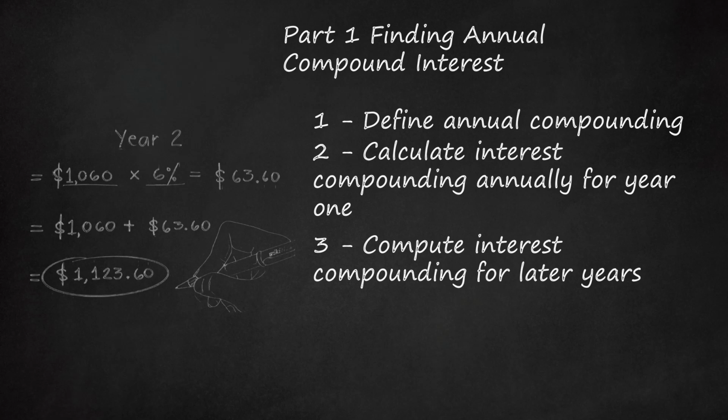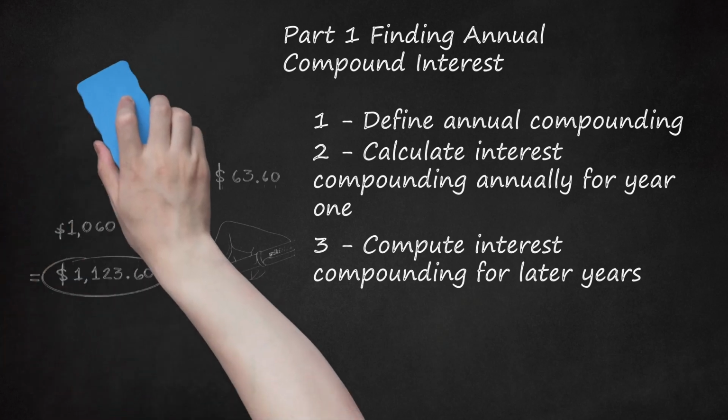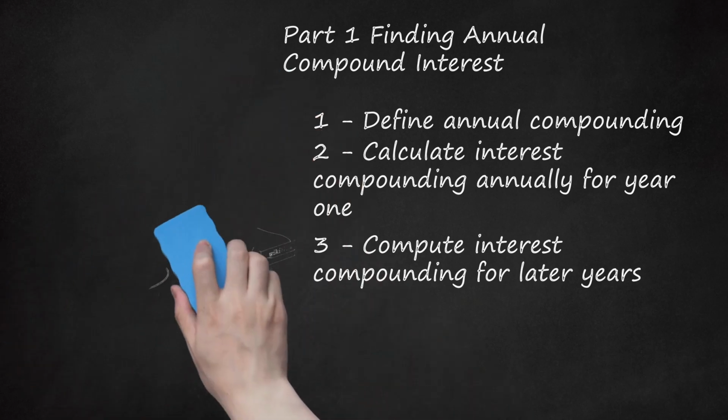Without compounding, the year 2 interest would simply be $1,000 x 6% equals $60. In fact, every year's interest earned would be $60 if you did not earn compound interest. This is known as simple interest.